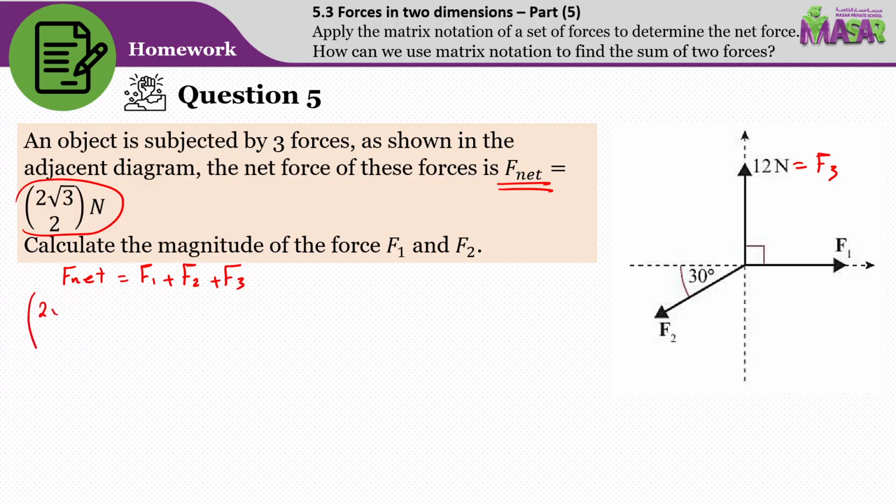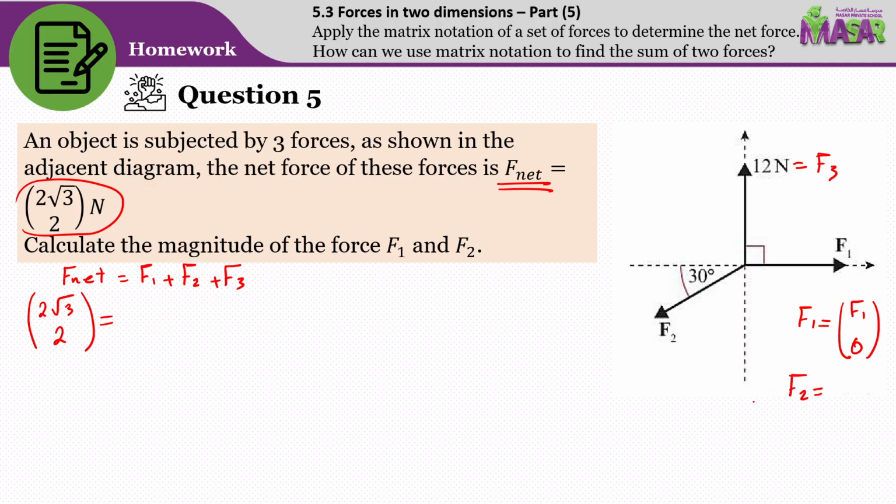Now the F net is given by 2 radical 3, 2. Now for F1, F1 is along the horizontal, which means if you want to write F1 in matrix notation, you wouldn't find a vertical component for F1. We have only a horizontal component. However, here we don't know the value of F1 along the horizontal, so let me write it here as F1, unknown.